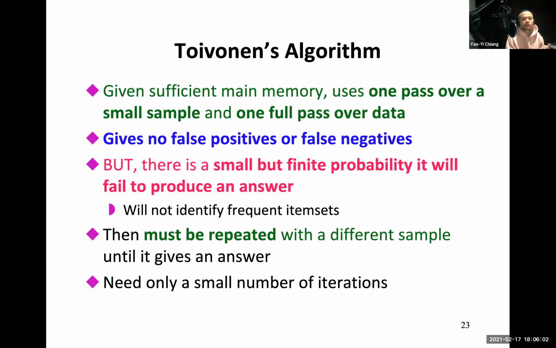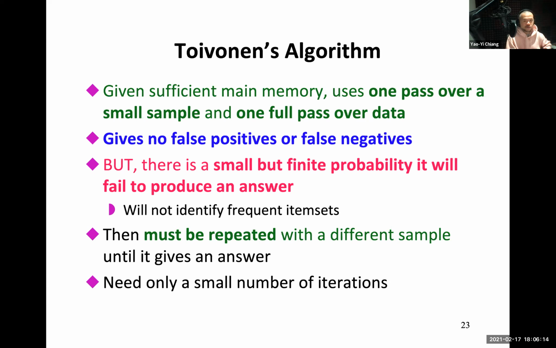Good. In Toivonen's algorithm, we want to also build a filter. Well, it's actually not a filter, an indicator. And what the indicator does is it will tell us if we will have false negatives. So given a sufficient amount of memory, we want to use one pass over some small sample data and one full pass over the entire data set. This is very similar to your sampling approach, right?